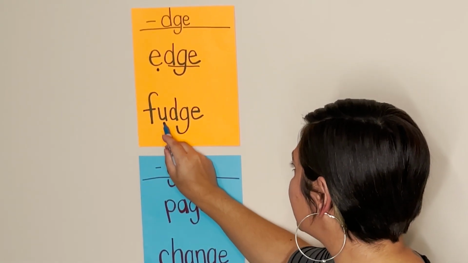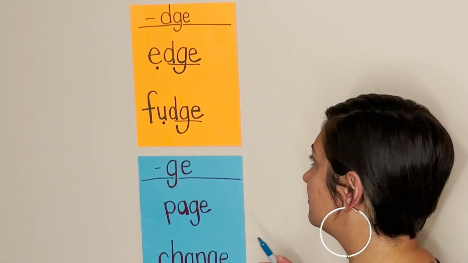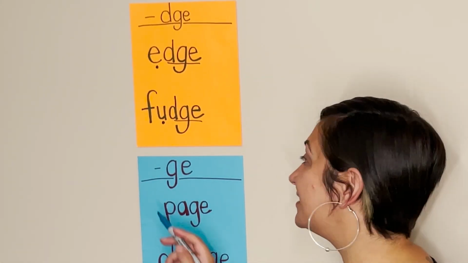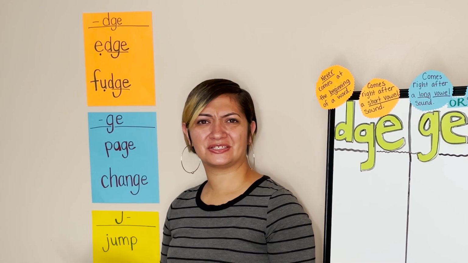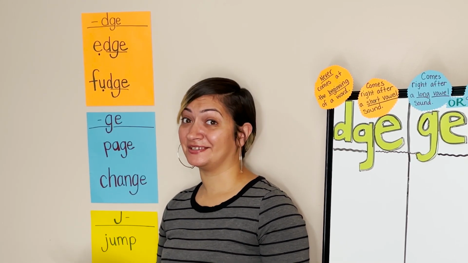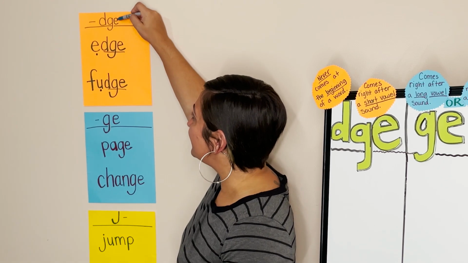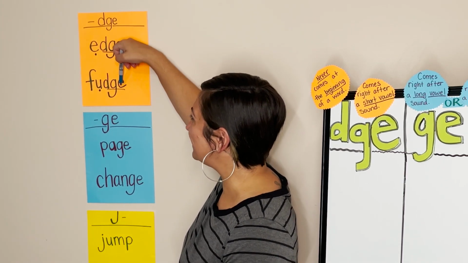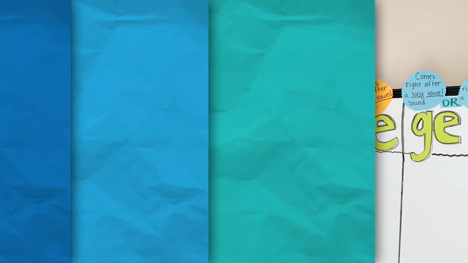Well, now we have a word. Here's our short vowel sound. J. Fudge. Fudge is a type of dessert or treat that you could make. Yeah, it's pretty good. So now you know that when we use the D-G-E spelling pattern, it usually comes at the end of the word and right after that short vowel sound.